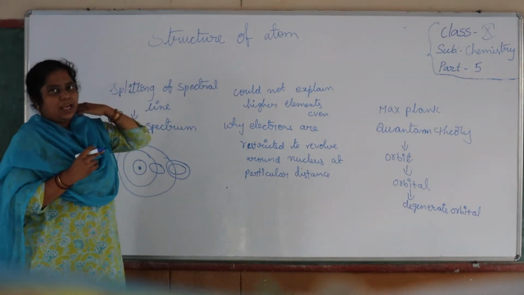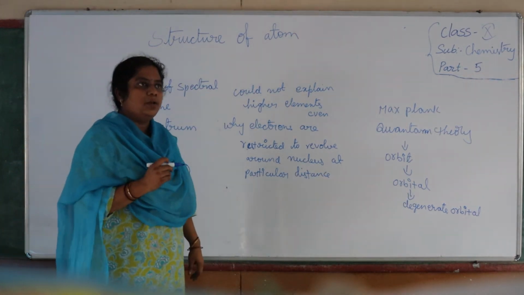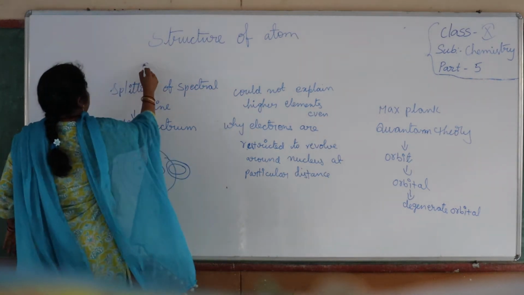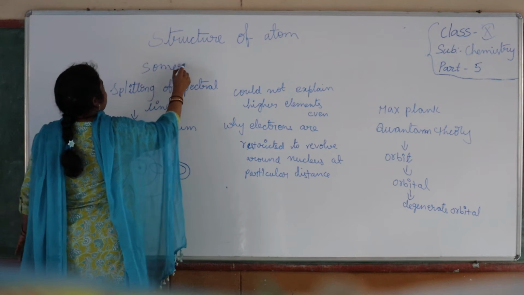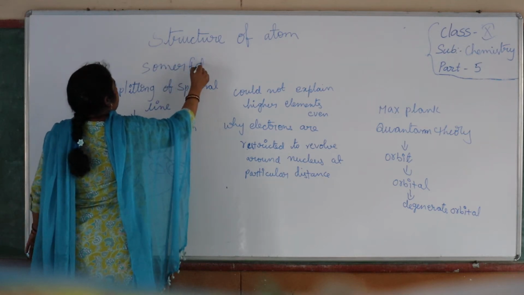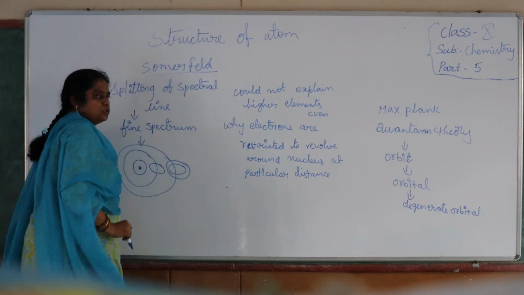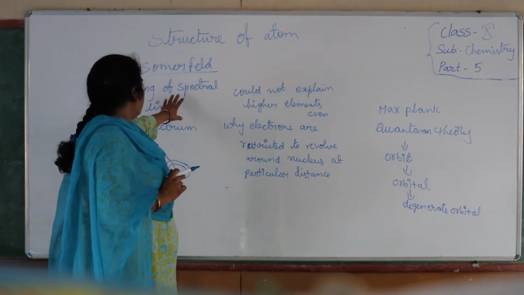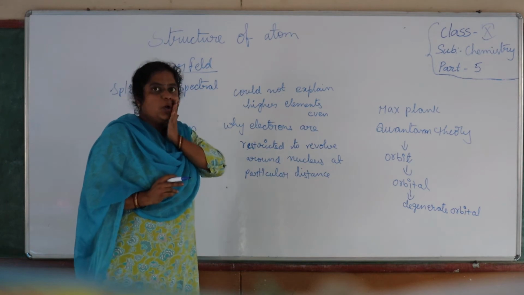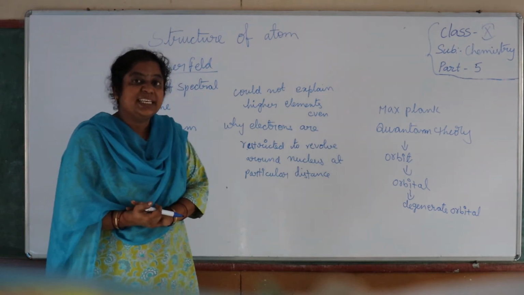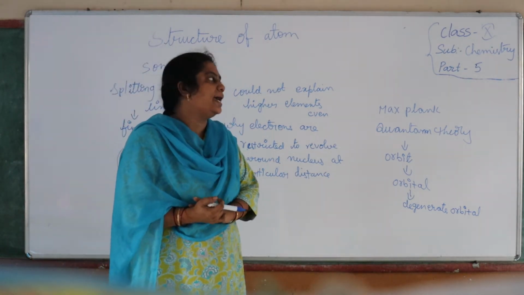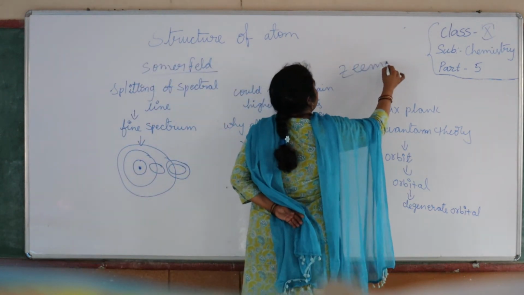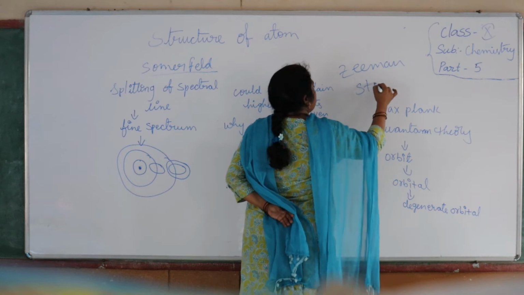Okay, children. After Bohr's atomic model, we are going to see Sommerfeld's atomic model. The next scientist who proposed his atomic model is Sommerfeld. What is the Sommerfeld atomic model? I told you Bohr could not explain the splitting up of spectral lines. I told you about the Zeeman effect and the Stark effect.